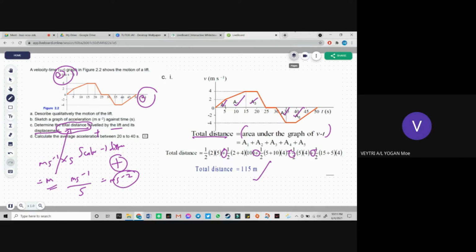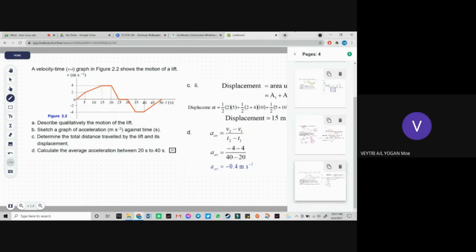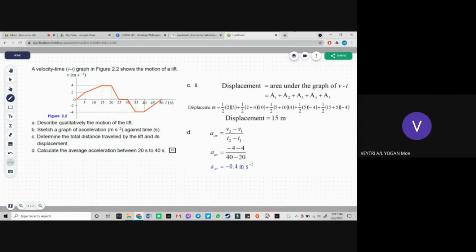Next, let's move on to the second question. Second question, they ask for the displacement. Displacement, nah ini baru tolak-tolak. Kenapa? Sebab dekat sini negative area, sini positive area. Okay? Same thing, displacement area under the graph of VT graph. Area untuk first one, okay? 1 over 2 times 2 times 5. Next, yang ini. 1 over 2 times 2 plus 4 times 10. Kenapa? Formula untuk trapezium 1 over 2 times sum of parallel lines times height. Okay. Next, tambah sini. Triangle.